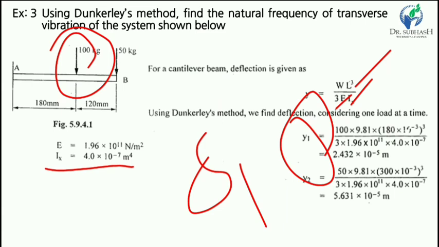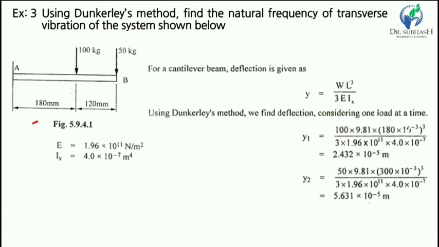For mass 1, if we consider the equation for delta 1, then W is 100 into g. Okay, and the length, sorry, here the total length is not considered; the length is considered from the support to the mass. So the mass is 100 kg, and the distance from the support is 180 mm. It is converted into meters by multiplying by 10 raised to minus 3. And now we get the value of deflection delta 1 or y1.